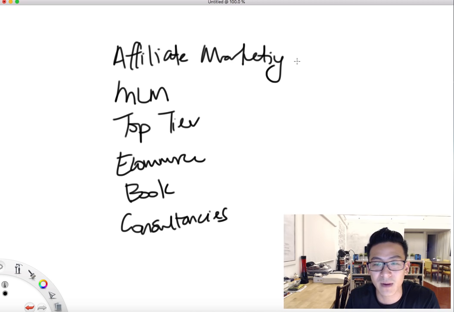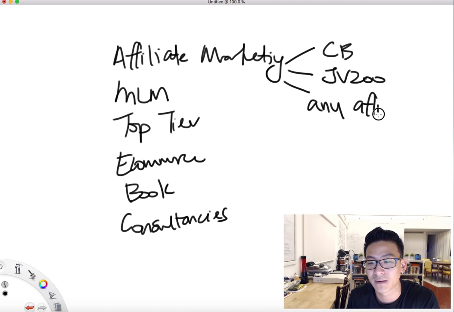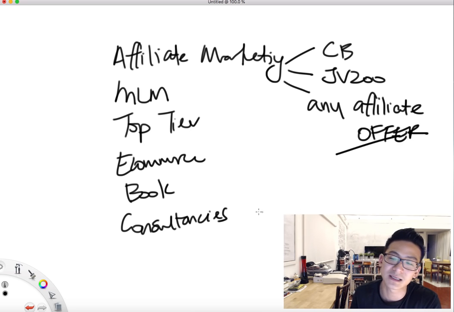And with affiliate marketing, you can market anything. It doesn't really matter. You can market ClickBank products. You can market JVZoo products. You can market any affiliate offer. Okay, it doesn't matter at all.